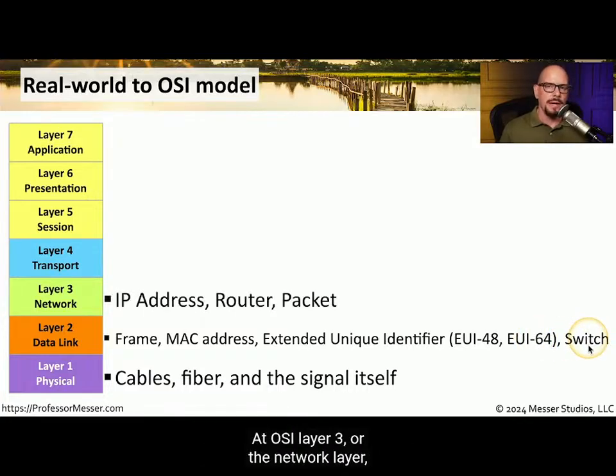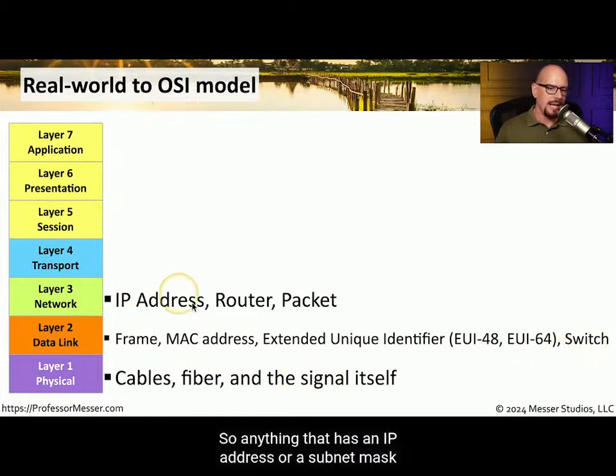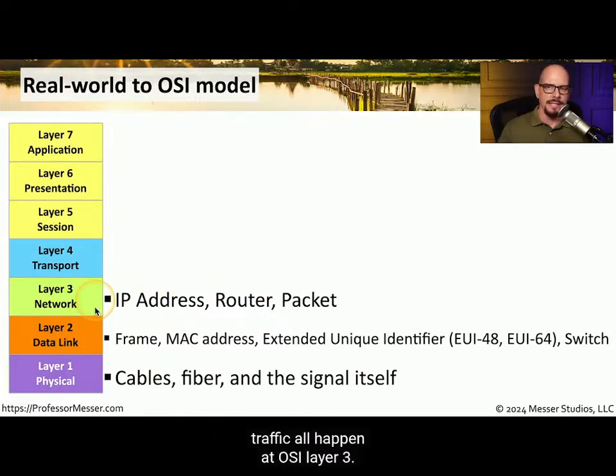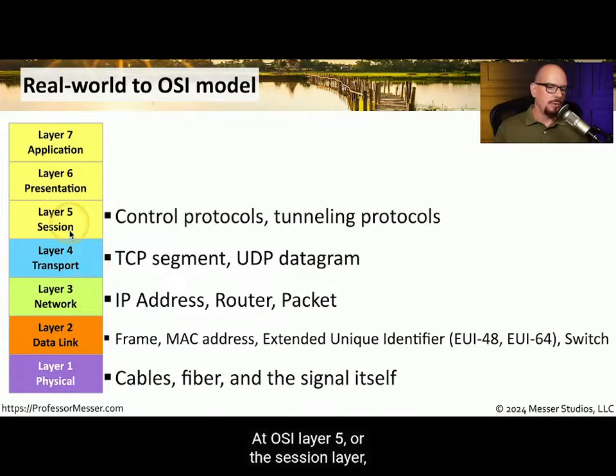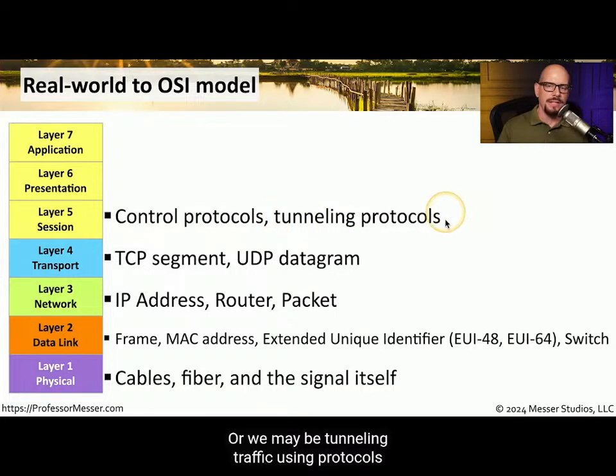And as we described earlier, anytime we're referring to the switching process, we are referring to OSI Layer 2. At OSI Layer 3, or the network layer, we're referring to IP addresses. So anything that has an IP address or subnet mask, or referring to the way that routers forward traffic, all happen at OSI Layer 3. If you're referring to a TCP port or a UDP port, then we're operating at OSI Layer 4, which is the transport layer. At OSI Layer 5, or the session layer, we're using control protocols to start and end different sessions, or we may be tunneling traffic using protocols that operate at OSI Layer 5.